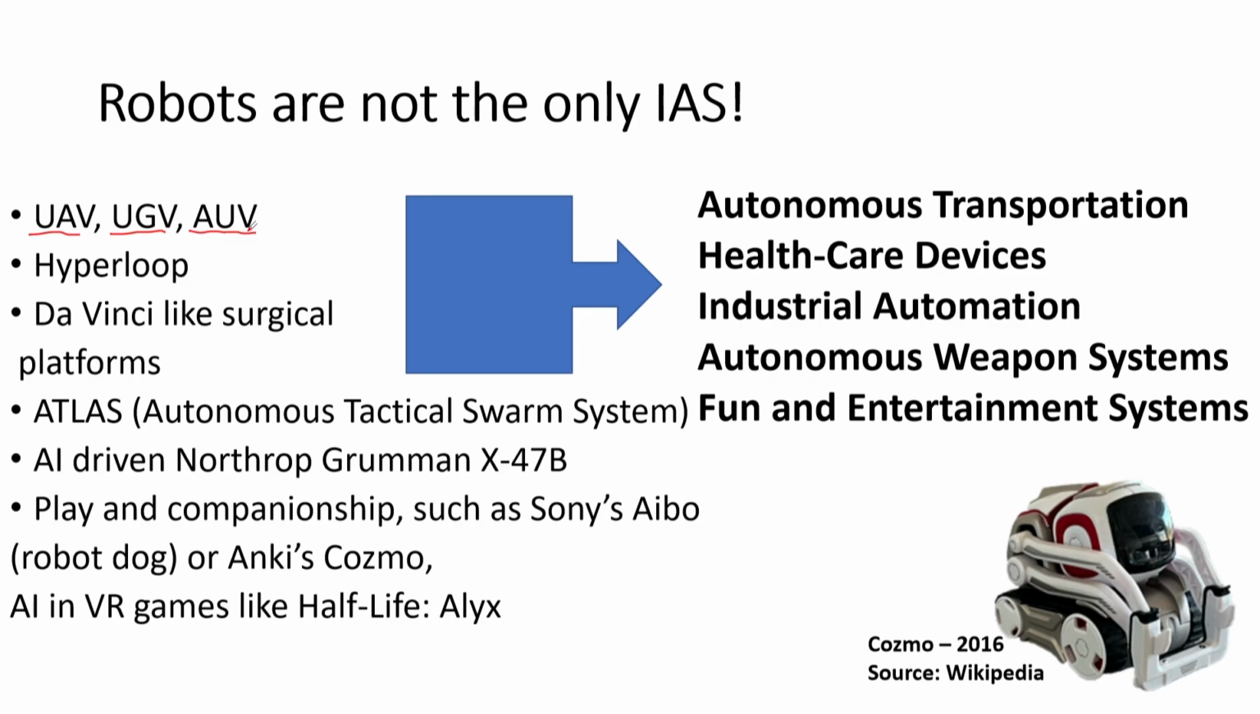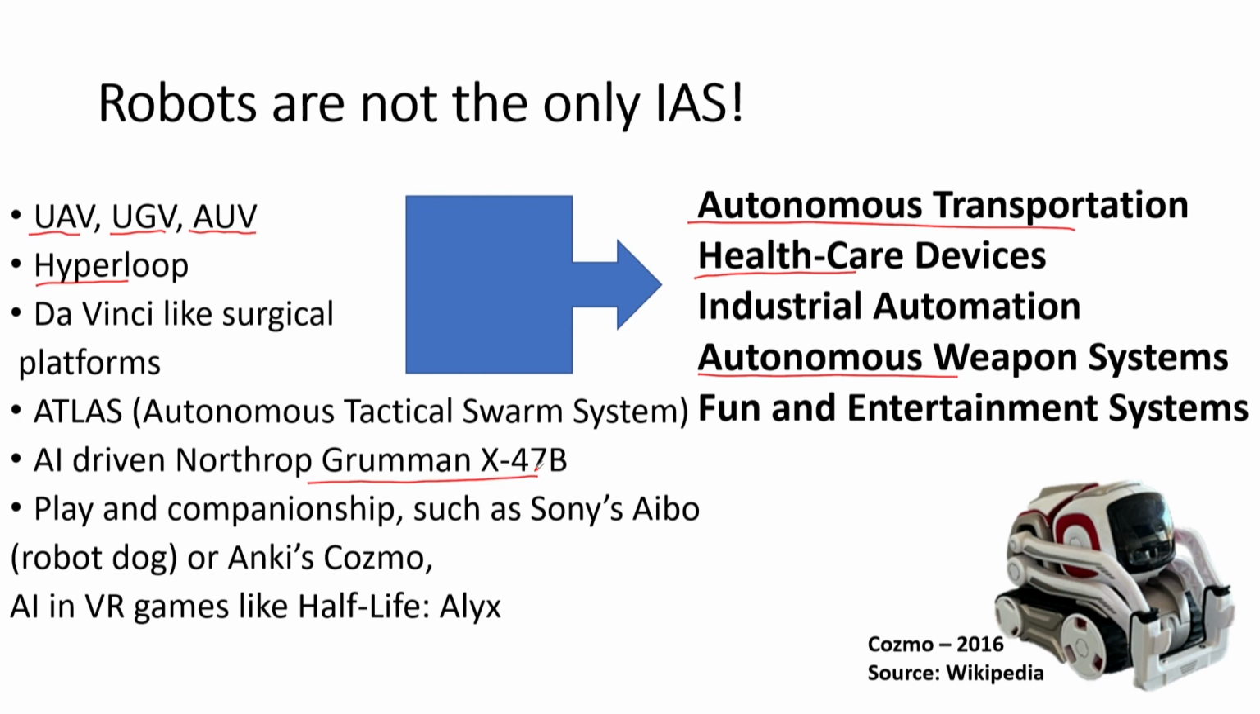These are some examples of autonomous transportation, and similarly the Hyperloop. In the last class we talked about it. Then there are surgical platforms like Da Vinci, which is a healthcare device. Then there is the autonomous tactical swarm system, which is used in autonomous weapon systems, or the AI driven Northrop Grumman X-47B. This is also an autonomous weapon system.